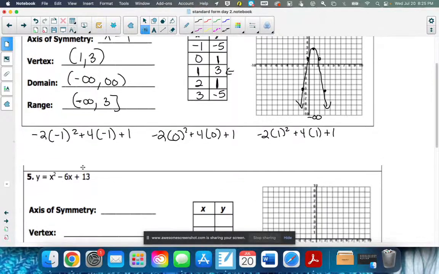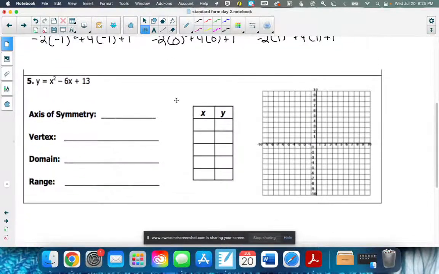All right, one last one. We'll make sure you're good. All right, so A is 1, B is negative 6, C is 13. Again, formula: negative b divided by 2 times a. So that's going to be positive 6 divided by 2 times 1. And that's going to be 3. Middle of my function, middle of my table. 2 lower, 2 more. All right, and we have our axis of symmetry as x equals 3.